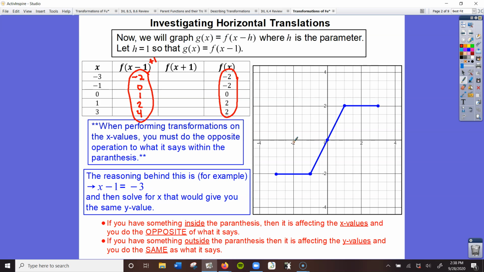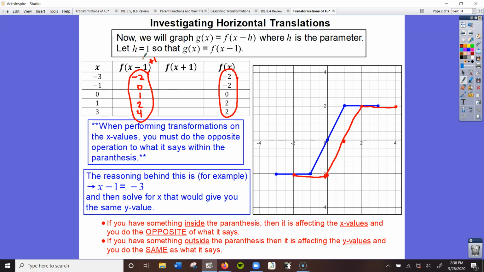So at -2, we have the y value of -2. At 0, -2; 1, 0; 2, 2; and 4, 2. And we can see that this graph shifted to the right 1 unit.